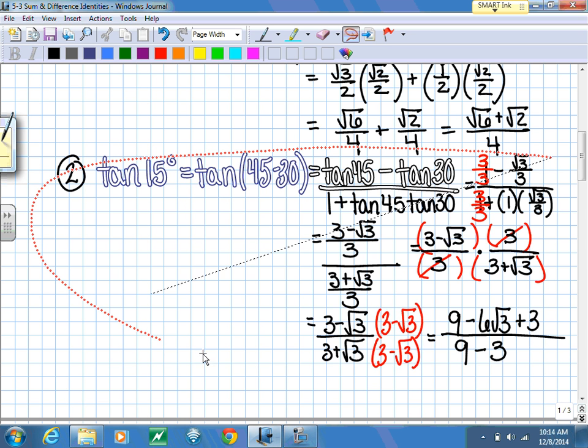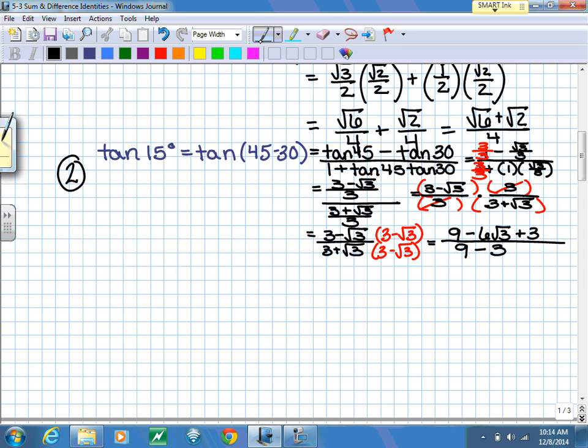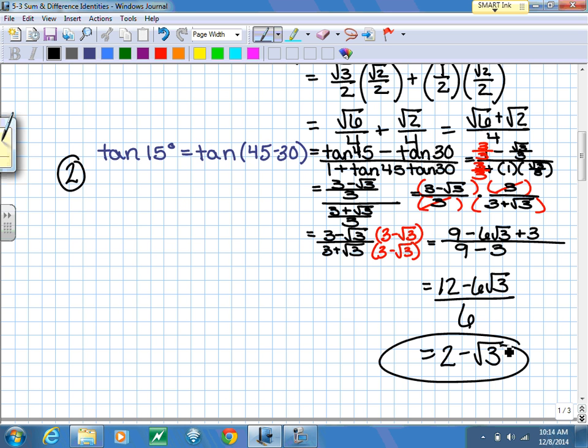Sorry, I just need a little bit more room. Squeeze that all together. So then here I end up with, on the top, 12 minus 6 square roots of 3. 9 minus 3 is 6. And then 12 divided by 6 is 2. 6 over 6 is 1. So I get 2 minus the square root of 3.